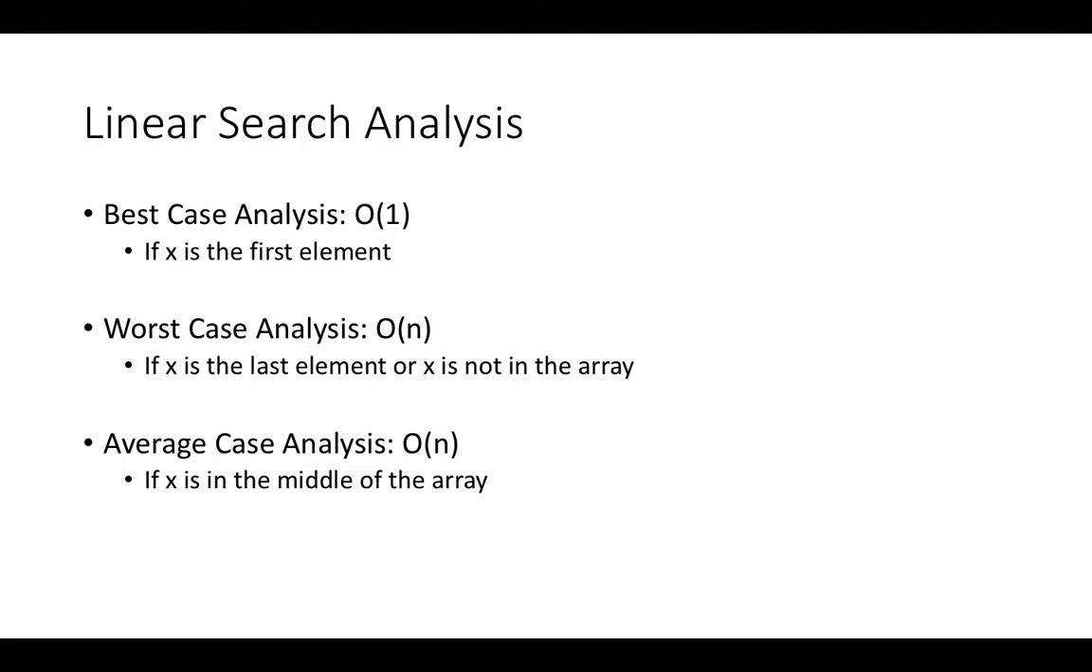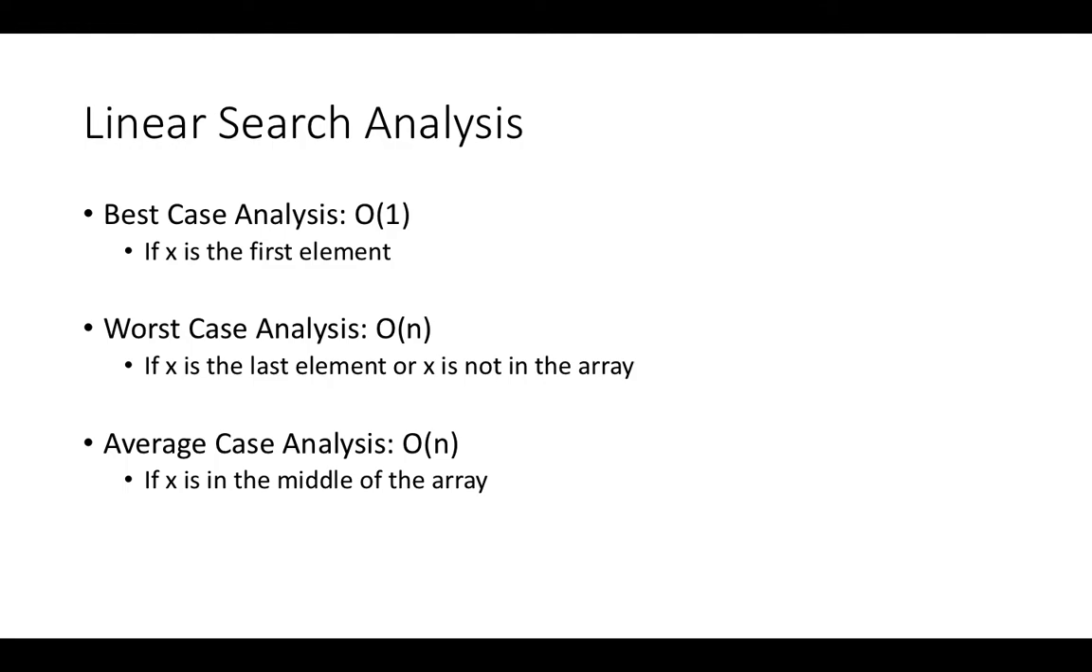In the worst case analysis, if the element is the last element, then we have to go through all the elements in the array. Another possibility is x does not exist in the array. Again, we have to search for x in all the array. In this case, the worst case analysis is big O of n. And the average case analysis is that we find x in the middle of the array. So in this case, we need n over 2 steps. But this is, again, big O of n because we don't care about division by a constant in the big O notation. So in general, linear search needs big O of n, so it's not so efficient.